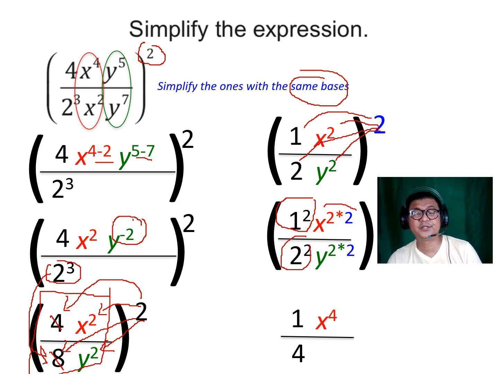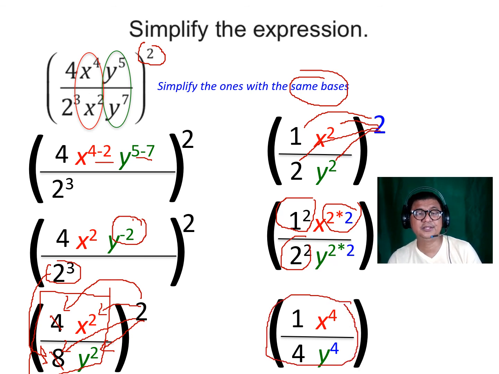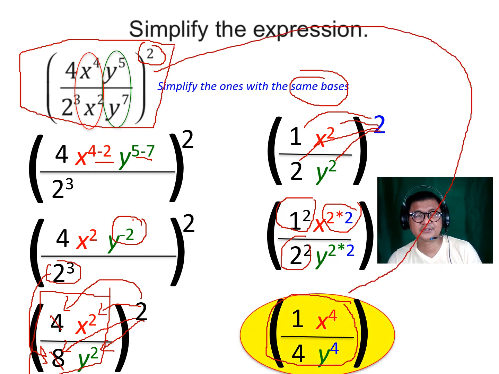Now, let's work on this. That becomes x to the fourth and then y to the fourth. Since you're not asked to substitute any value, that's your final answer. Okay? So this big expression looks scary, but simplified, it's the same as this. Okay? Did you get it right?